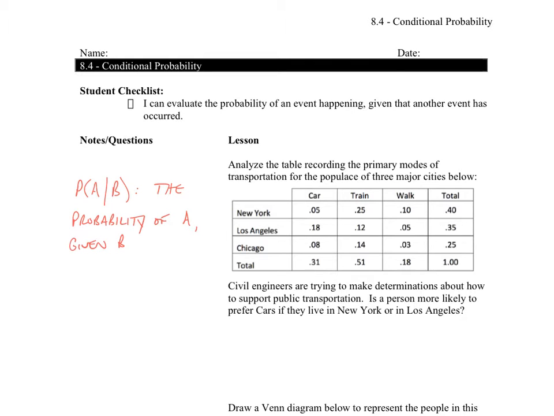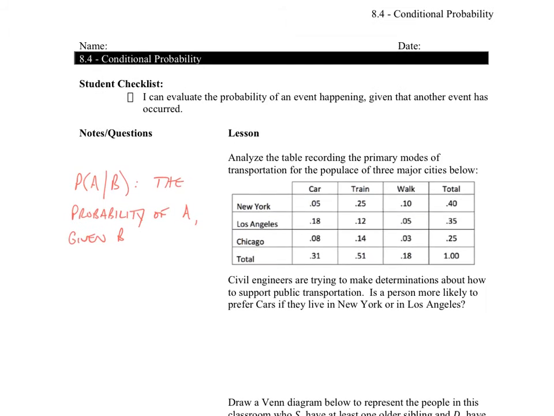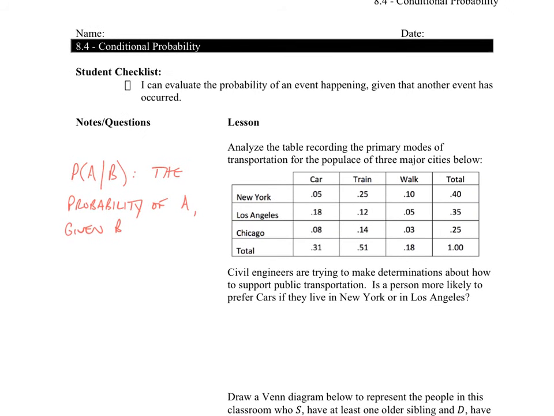So we're going to see how that affects our probabilities that we're going to calculate with this table of information about transportation methods in New York, LA, and Chicago. So we're going to analyze this table over here. 3 major cities, 3 major ways to get around, and we're looking at how often people choose to use these modes of transportation in each of these cities. So for example, people take the train in LA about 0.12 or 12% of the time.